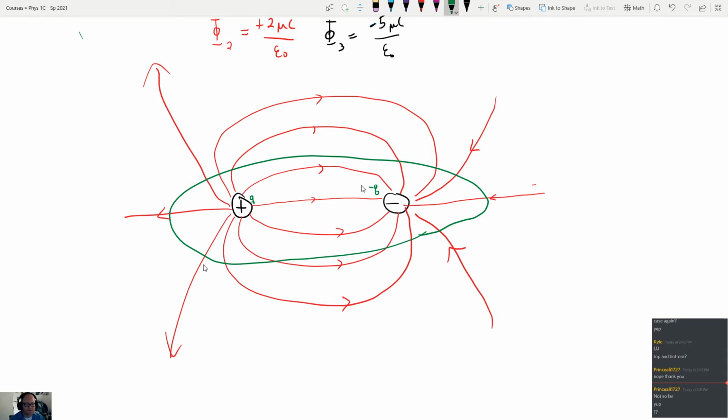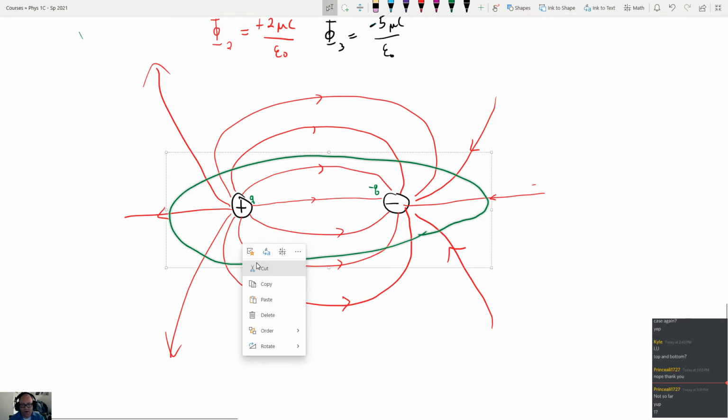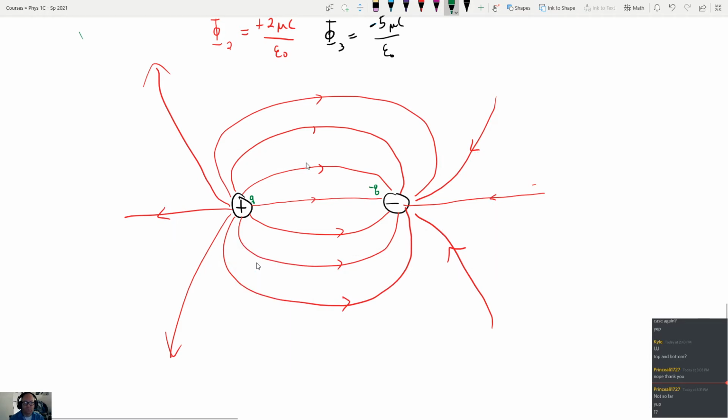That's just 0. Yeah, it's 0, right? Okay. And if I enclosed only one of the charges, what would I get for the flux? It'd be plus or minus that one charge, Q. So if I do this, the flux over here is just Q over epsilon naught. If I do the flux over here, it's going to be negative Q over epsilon naught, right?